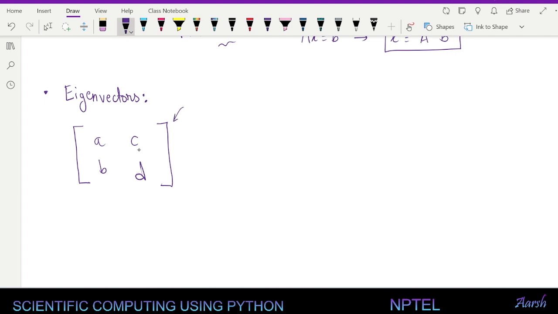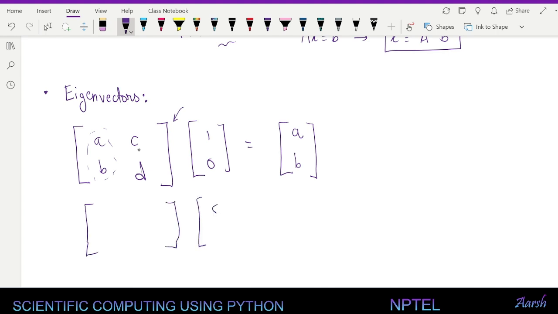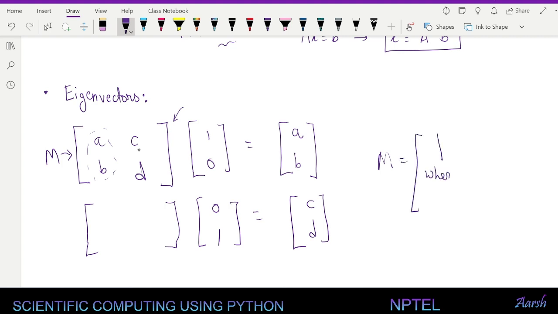What does it mean? How do you imagine it? So the way I imagine it is that if I apply this, which is 2 by 2, on (1, 0), what do I get? First entry is A, second entry is B. And if I apply the same matrix on y cap, (0, 1), what do I get? I get C and D, which means the matrix itself, if I call this matrix M, has first column where x cap goes, second where y cap goes.